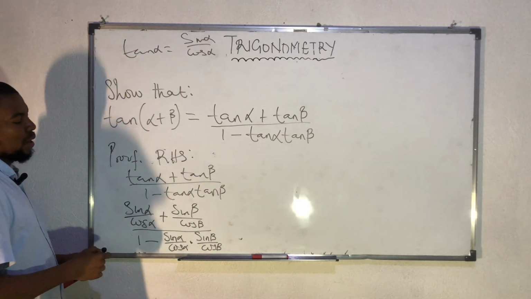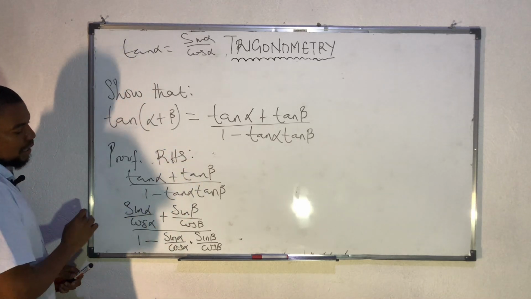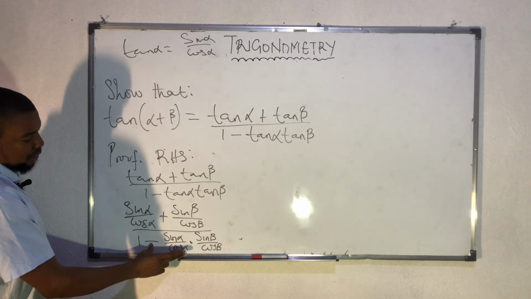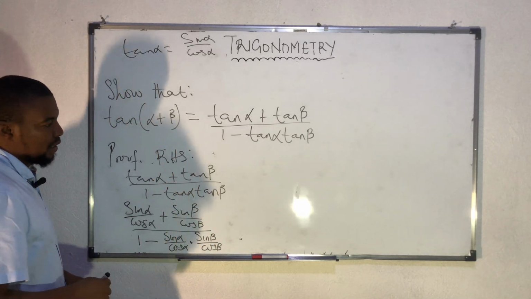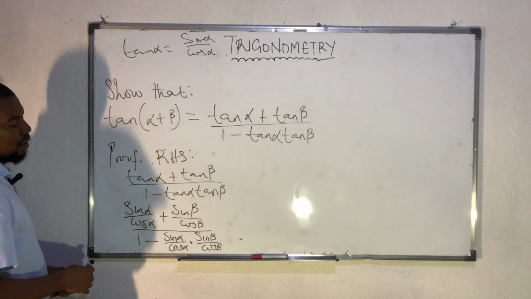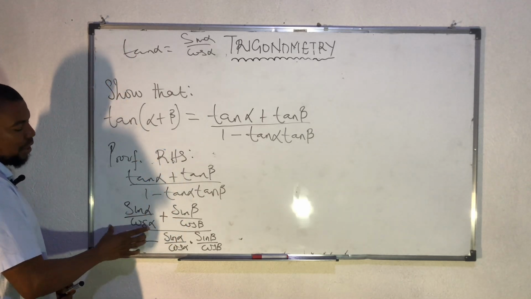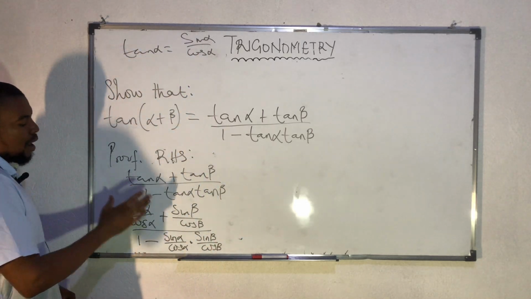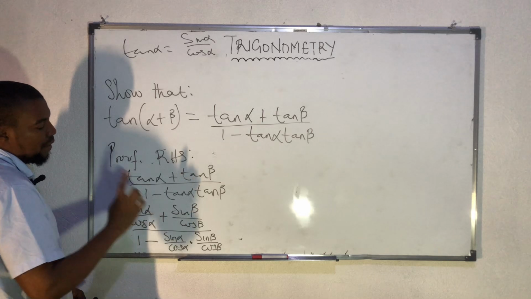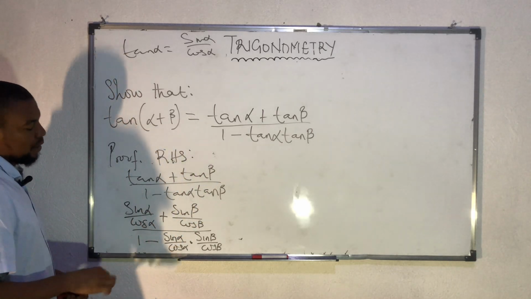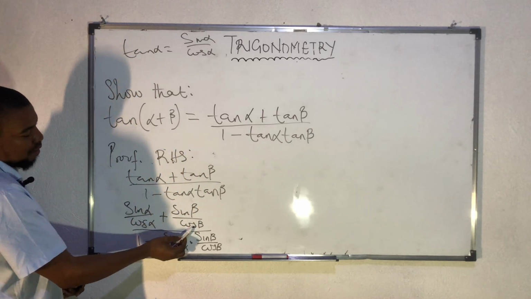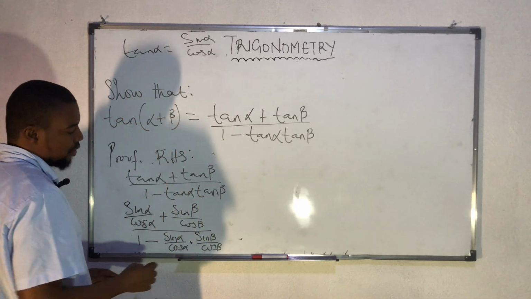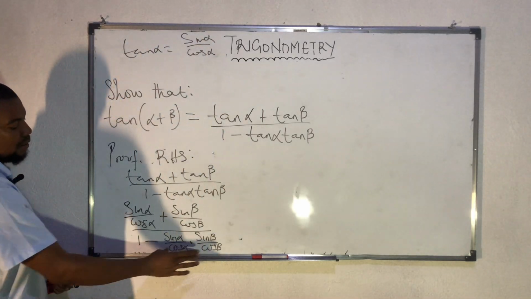At this point, we are not done yet. We've seen that we have two fractions, one at the numerator and the next one at the denominator. What do we do in this very case? Whenever you're working on trigonometric expressions and you obtain fractions, your next task should be, how do I combine them into a single fraction? In this case, we have cos alpha and cos beta as the denominators in the numerator, and cos alpha and cos beta as well in the denominator.